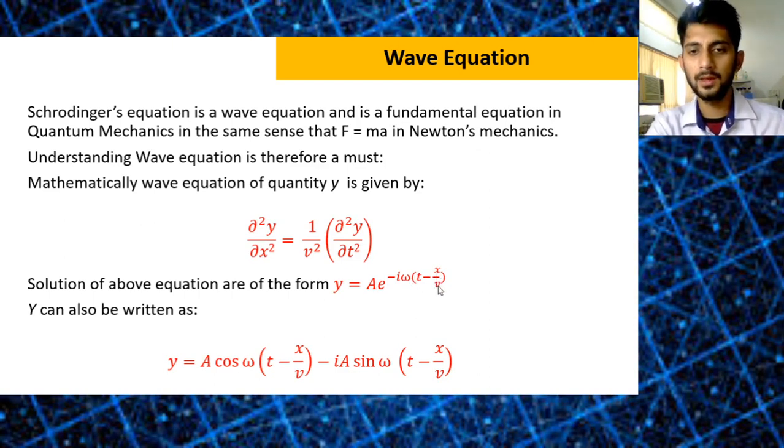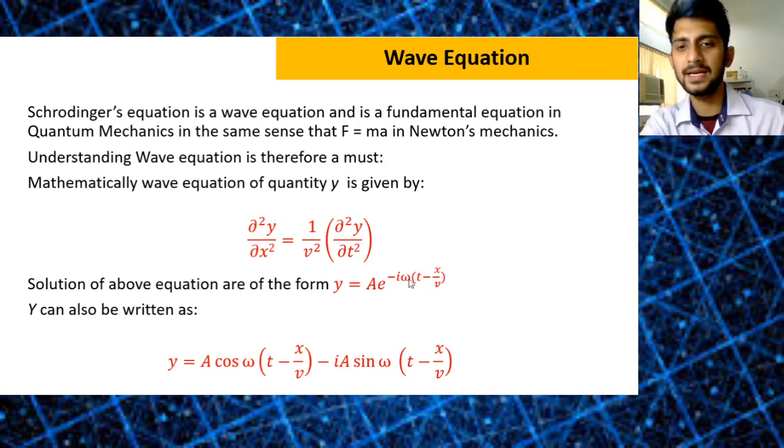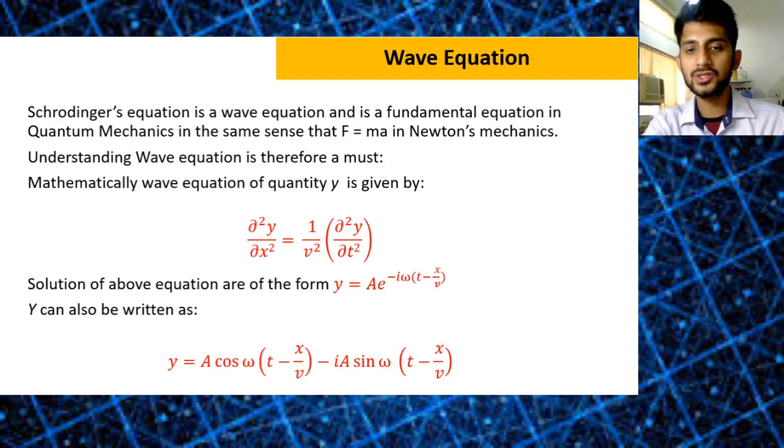That you all know. Another important thing is that this same solution can also be represented like a cos omega t minus x upon v minus i a sin omega t minus x upon v, just expanding this e to the power minus i theta term. You know Euler's identity. e to the power i theta is cos theta plus i sin theta. Using that, we can come over here. So now we will continue our journey with the solution y equals to a e to the power minus i omega t minus x upon v.